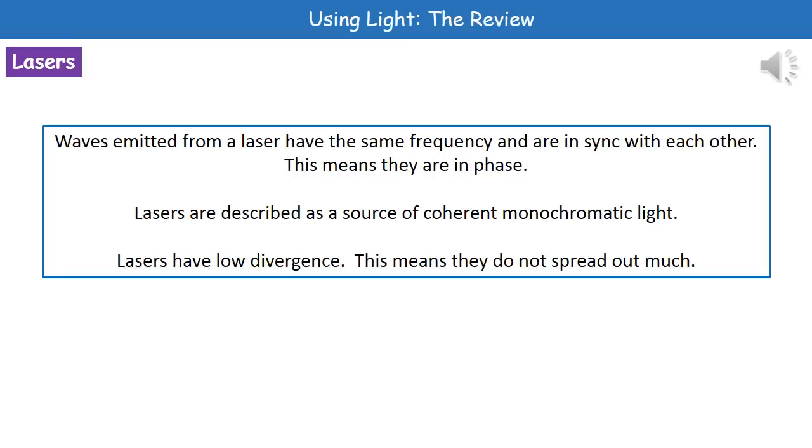Anytime we're talking about lasers having a low divergence, what we mean is that they don't spread out much. So that means that we can actually shine a laser over a long distance without there being much spreading out of the beam.